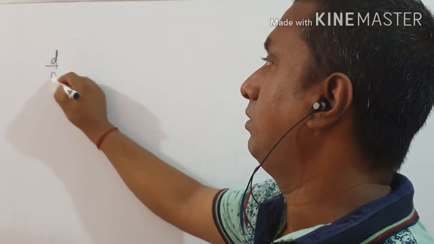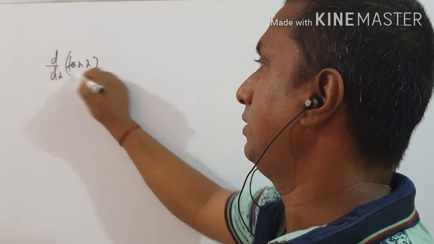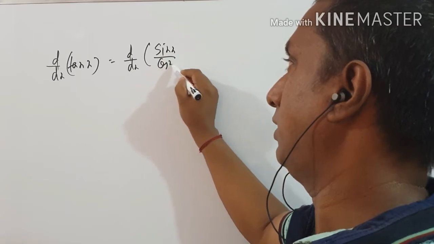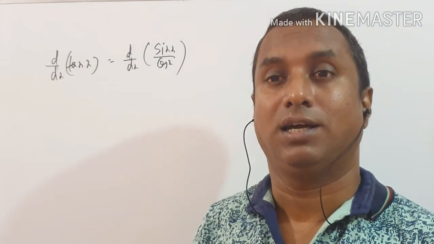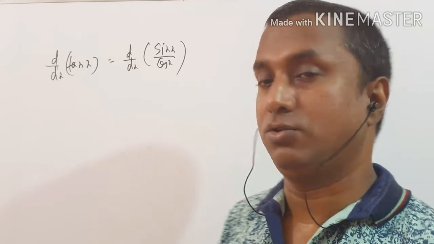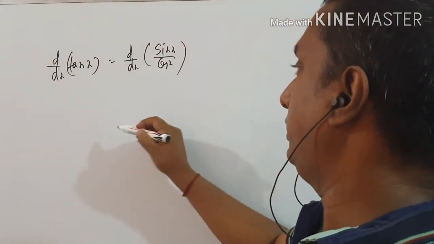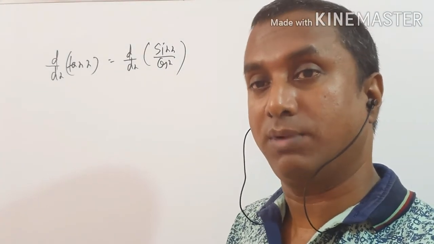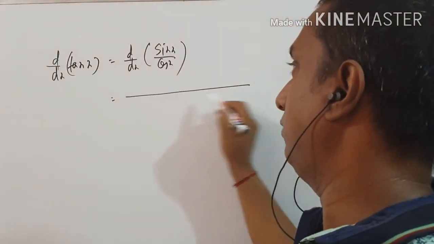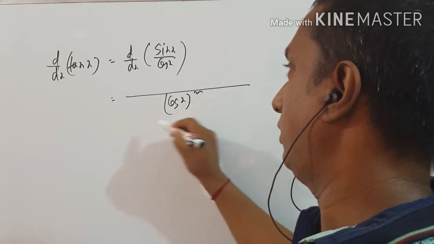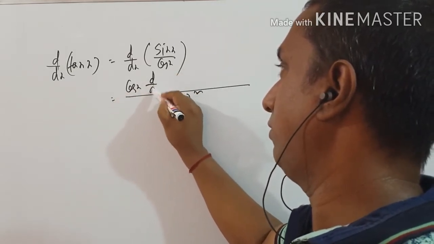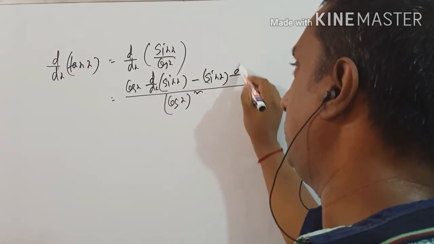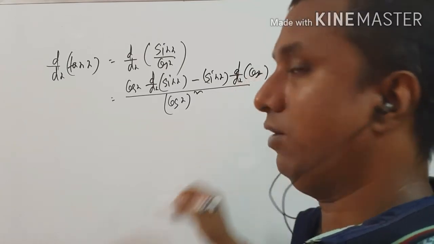Even d/dx of tan x, we can write it as d/dx of sin x by cos x. Now you can remember this is in division form, I mean u by v. We learned this formula: d/dx of u by v equals down v square, v du/dx minus u dv/dx. So I'll apply the same thing here: v square down, then v d/dx of u minus u d/dx of v. Now let us simplify this one.